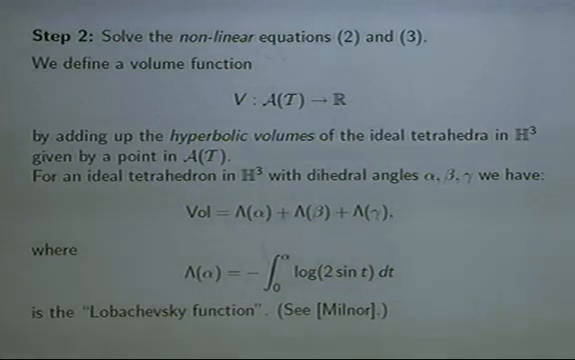So here, the Lobachevsky function, this L of alpha, is defined by this integral. It's minus the integral from 0 to alpha of log of 2 sine t dt. Now you can check that this integral gives you a nice continuous function. The way it's defined here, it's going to be 0 when alpha is equal to 0. And you can actually extend it to a nice continuous function on all possible angles alpha.